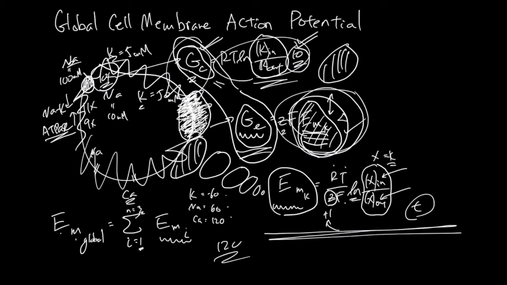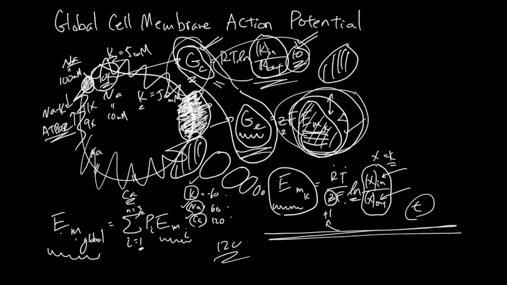But we're not quite there yet, because now you have to weight them, because maybe K moves in and out better than Na. Maybe calcium doesn't move in and out. So we have to see who is more important in contributing to the global membrane potential of the cell. And you can easily do that by multiplying each of these terms with the permeability of that ion.